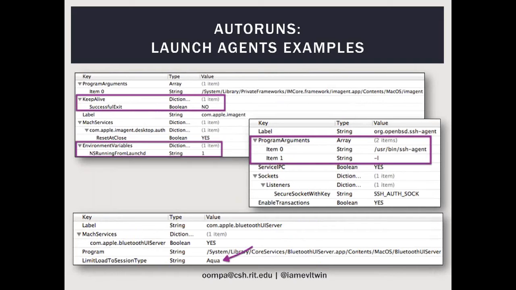A couple of examples. The most important key you're going to want to look at here is the program or program arguments key. This is showing the user what is being launched and where it is being launched from. If we look at the middle screenshot here, we see item 0. This is /usr/bin/ssh-agent, so this is the program that is needed to be launched, while item 1 is the argument to that program. So we have -I -L here, and then you can have multiple arguments, and you just add another item for it.